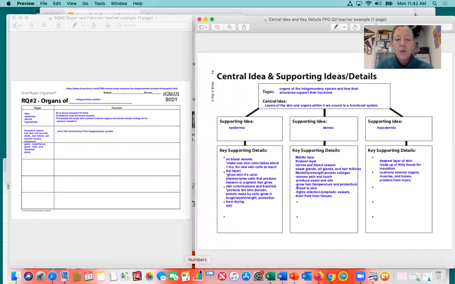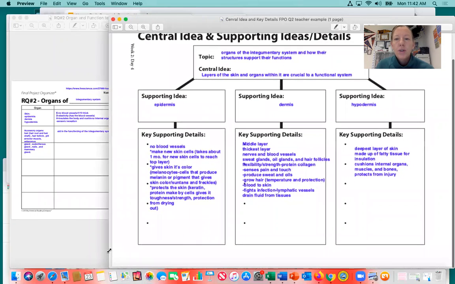And I decided to focus on the layers of the skin and organs within it. And I talked about how they're crucial to the function of the system. So that's the central idea that I think came out. Crucial means important. I'm just trying to utilize some other words. So I used a thesaurus to find crucial.